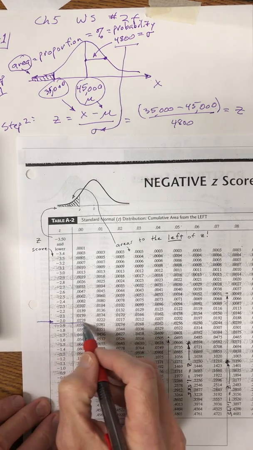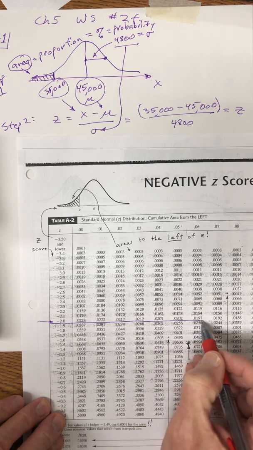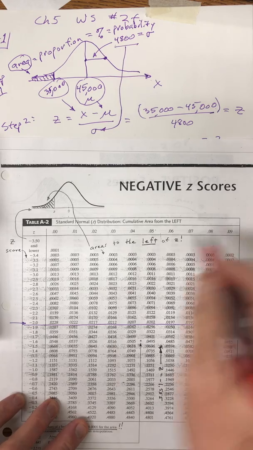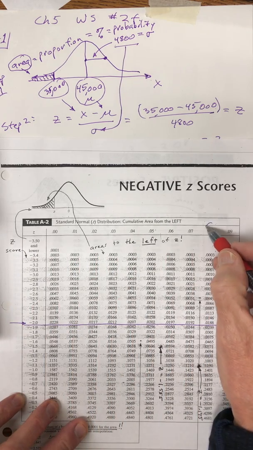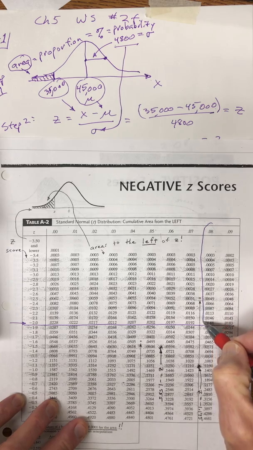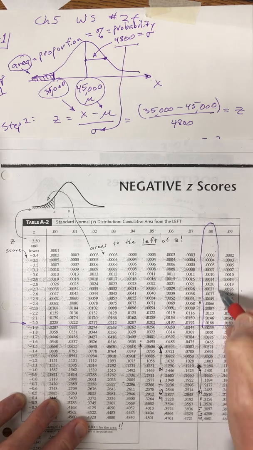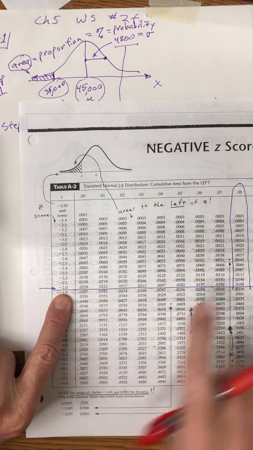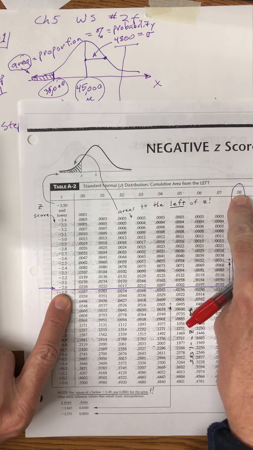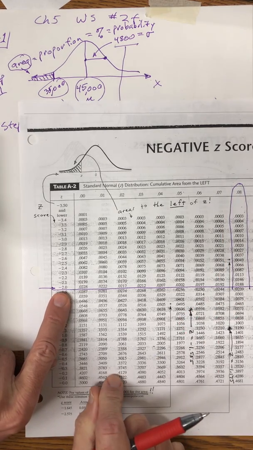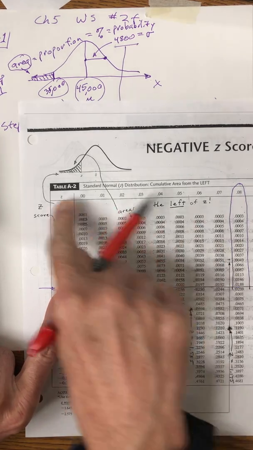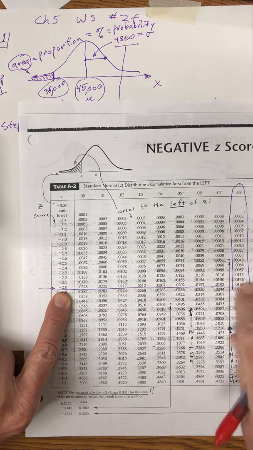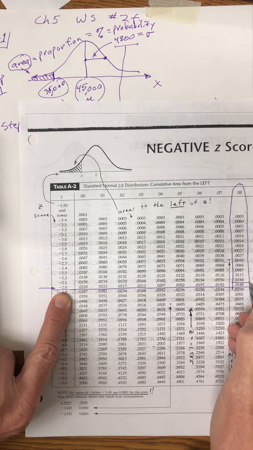So we're going to look across the negative 2.0 row. And then where does the 0.08 come from? Well, that comes from across the top of the Z table. So here's the 0.08. That's the last part of the 3 digits. So the left-hand column here is the first part of the 3 digits. And then across the top is the last part of the 3 digits. So the first 2 digits are here, negative 2.0. And then we go across the top till we get to the 0.08 column, and then we go down the 0.08 column, and our answer is right here.